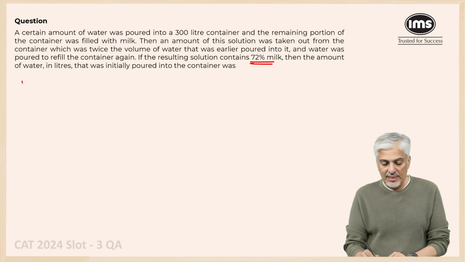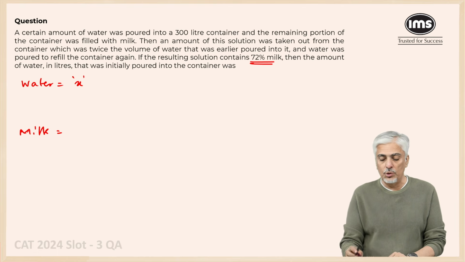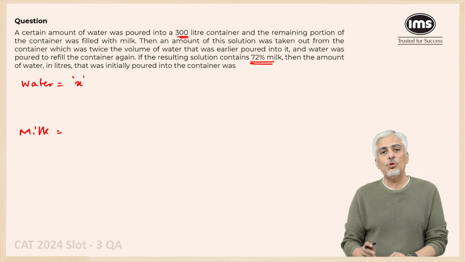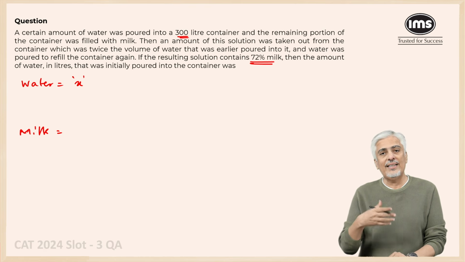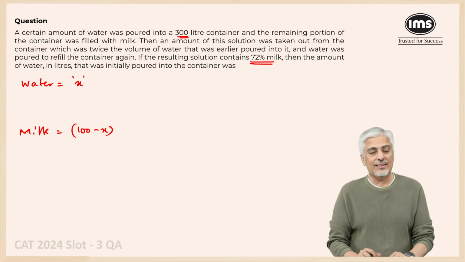So suppose I start by saying let the amount of water in the container be x liters. So milk was automatically 300 minus x. The only thing I am going to do over here is instead of 300, I am going to assume it a 100-liter container. At the end, just make it 3 times. So milk becomes 100 minus x, keeps my calculation slightly easier.